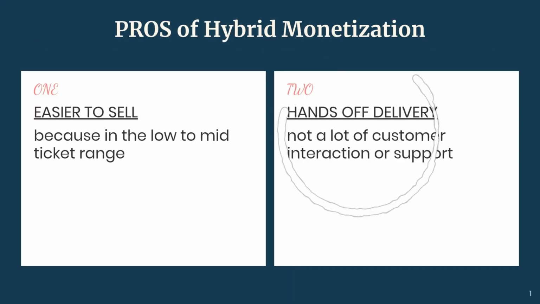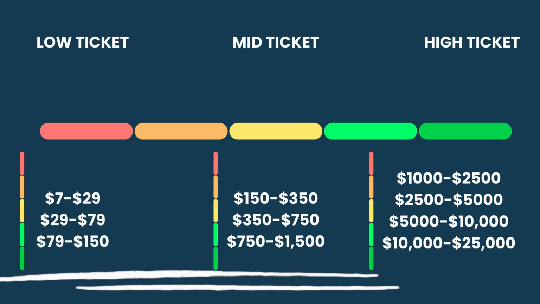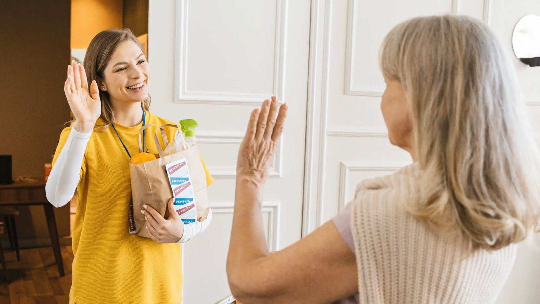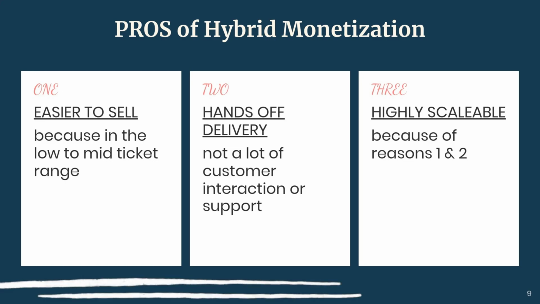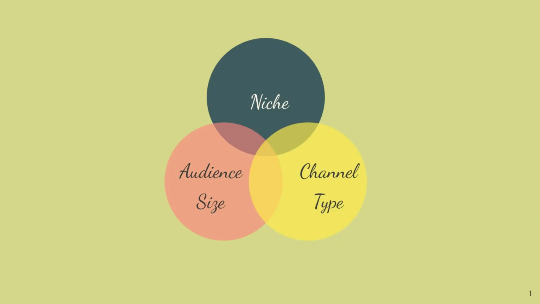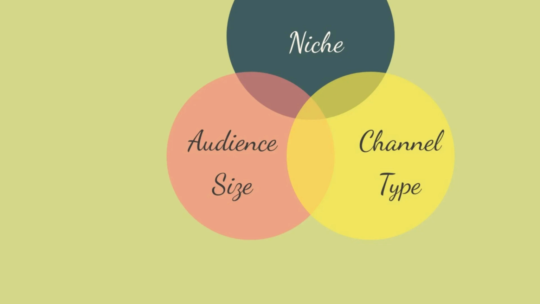The second reason is that it's perceived to have hands-off delivery, meaning because of its lower price points, you don't feel like you need to do a lot of post-delivery work. You can just sell it and have people go on their way. And the last reason is that people perceive this to be highly scalable because of reasons 1 and 2. But here's the thing, it may not work for everyone, because the biggest constraint is audience size.